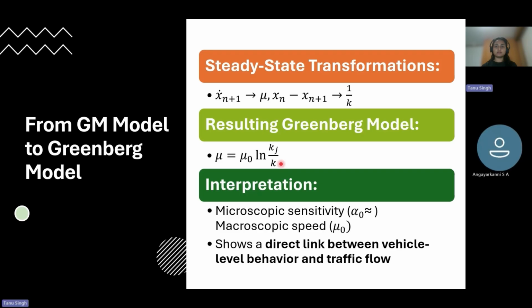This is fascinating because we convert the microscopic sensitivity to macroscopic speed, and they correspond directly to each other. Essentially, what each driver does individually shapes the overall traffic flow. This is a strong and concrete link between the microscopic and macroscopic perspectives, where the sensitivity relates to the overall speed present in the particular traffic condition.